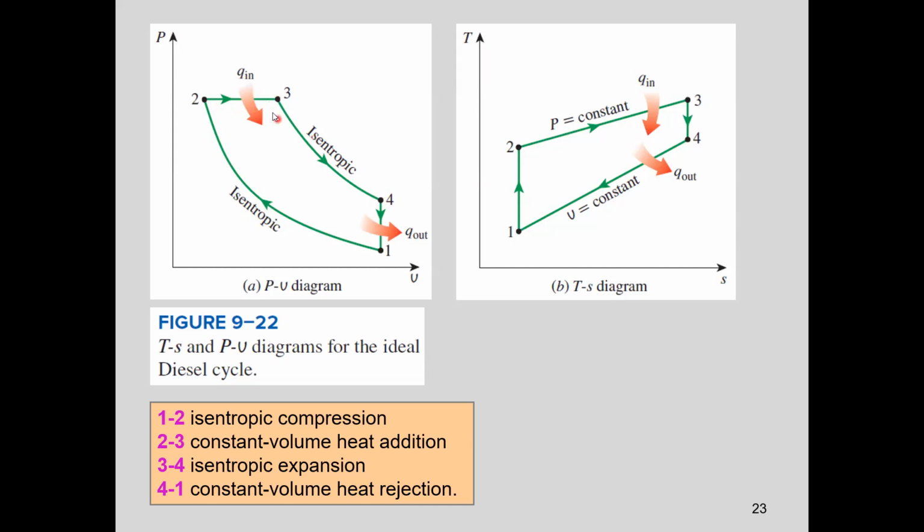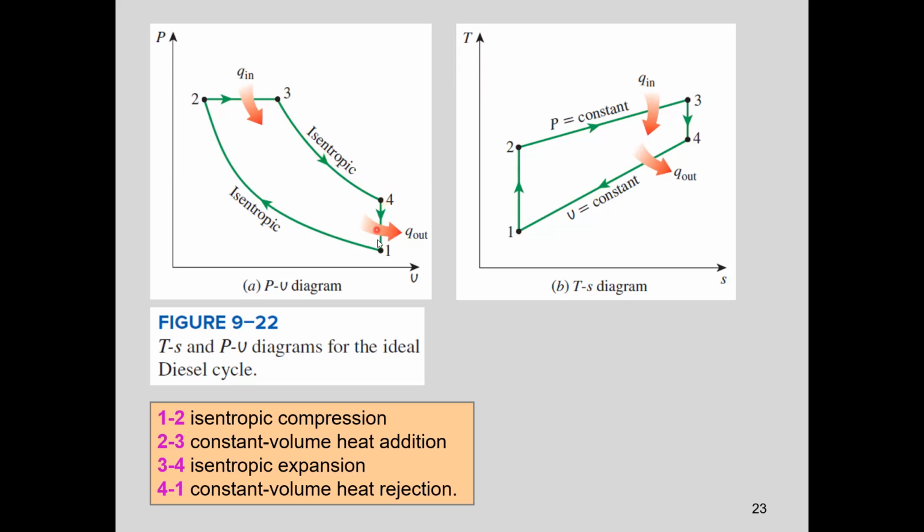And 3, 4 is the isentropic expansion process. As you can see, 3 starts after top dead center, and it continues until 4, which is the level of bottom dead center. And this is the isentropic expansion process. The other name for this process is power process.